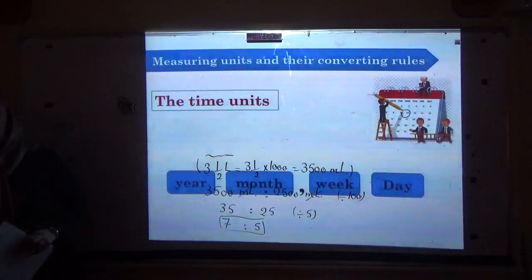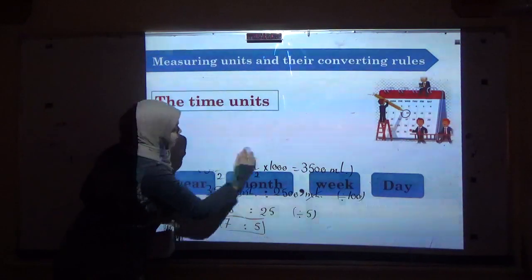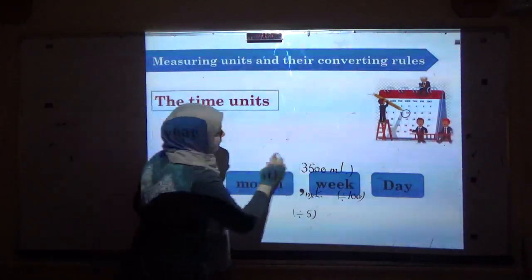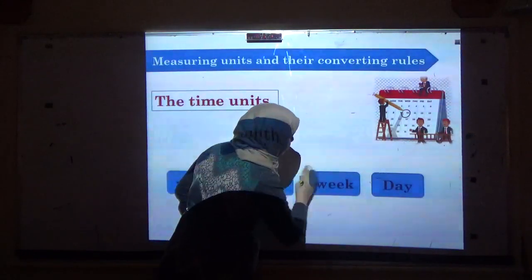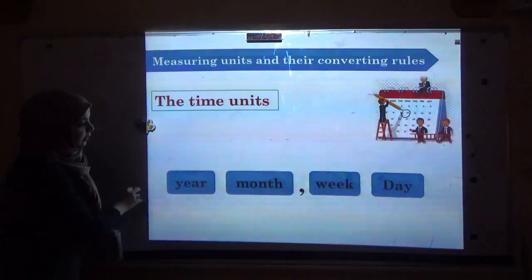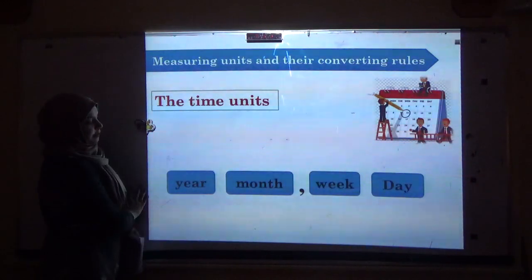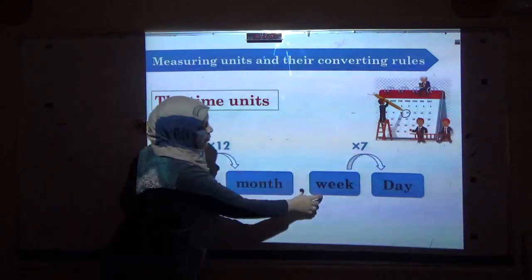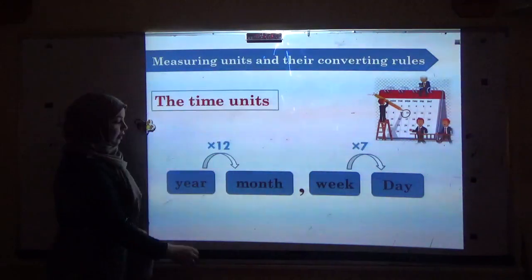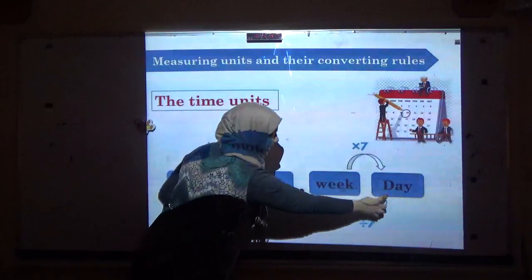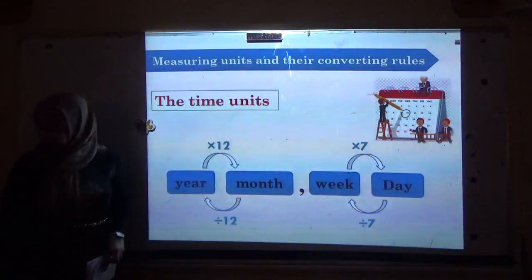Now the time units. Time units: year, month, week, day. From year to month, multiply by 12. From week to day, multiply by 7. From month to year, divide by 12. From day to week, divide by 7.